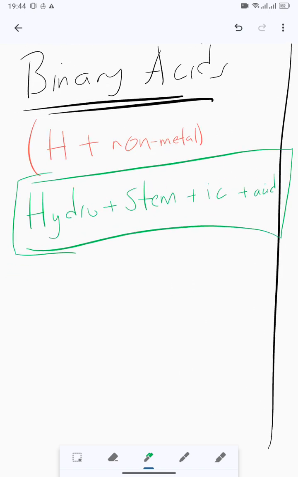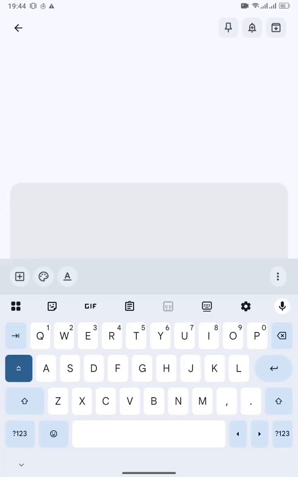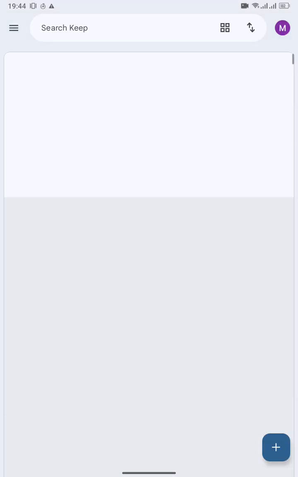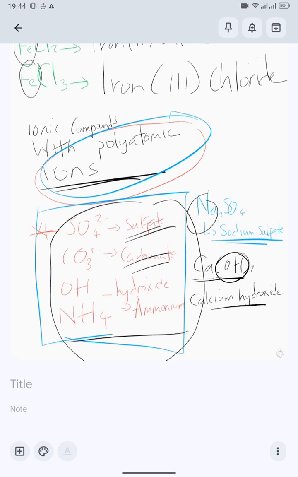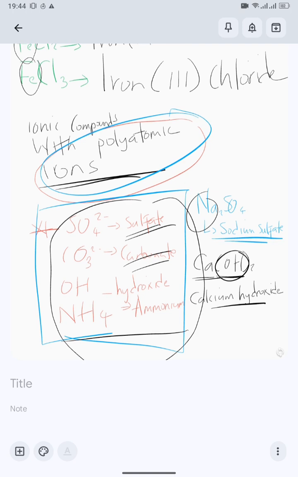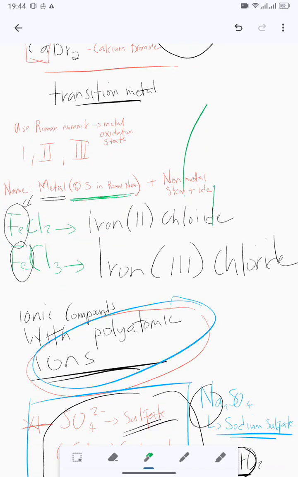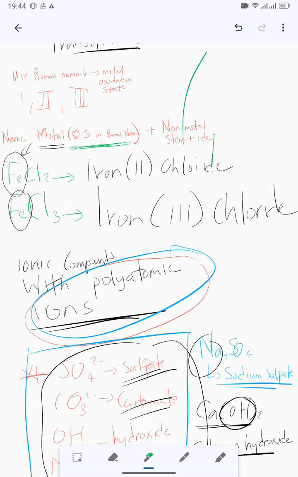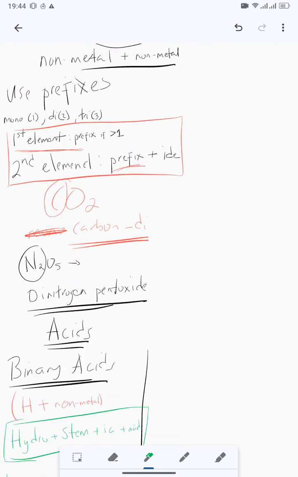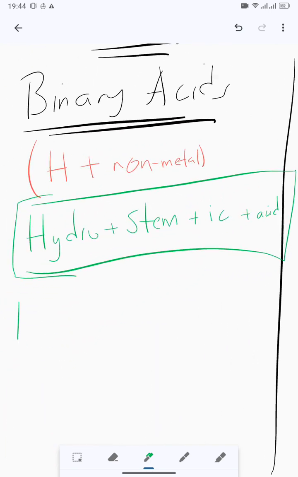For example, common acid. Oh, come on, man. Not now. Where am I notes? Okay, thank you. They're here. Yes. Where were we? We were just around acids. Don't know why my phone is busy.